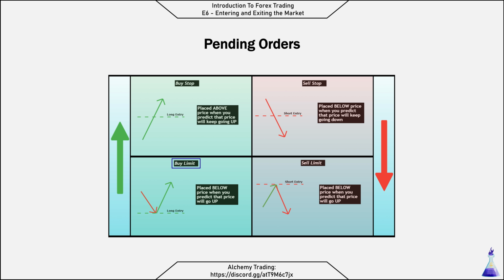Then we have a buy limit. A buy limit is used to buy the market automatically when price hits a certain point below the current price.